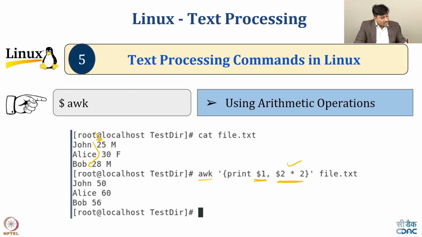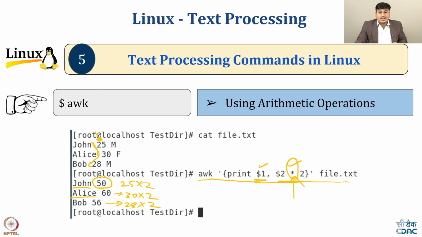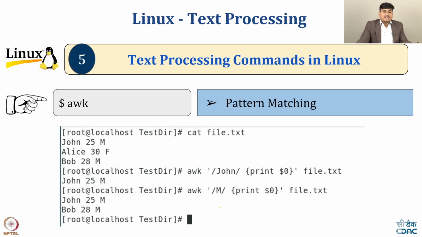So, you can see that if I print those, for John we have printed $1 and then another column with the age multiplied by 2, like 25 multiplied by 2. Here as well, Alice 30 multiplied by 2, and 28 multiplied by 2. So, likewise, we can do arithmetic operations using the awk utility, right. Here we have done the multiplication, and we can do any other arithmetic operations as we require. Then also we can do something like pattern matching.